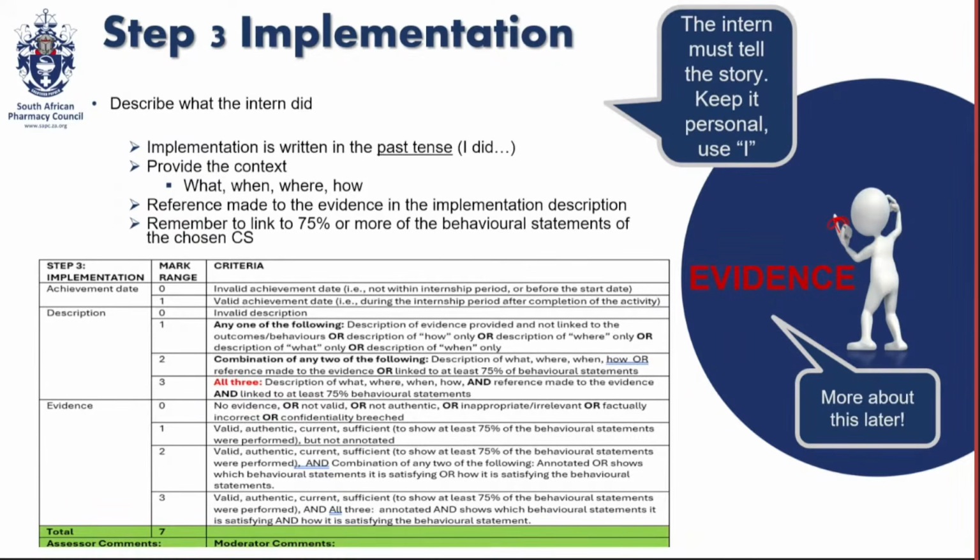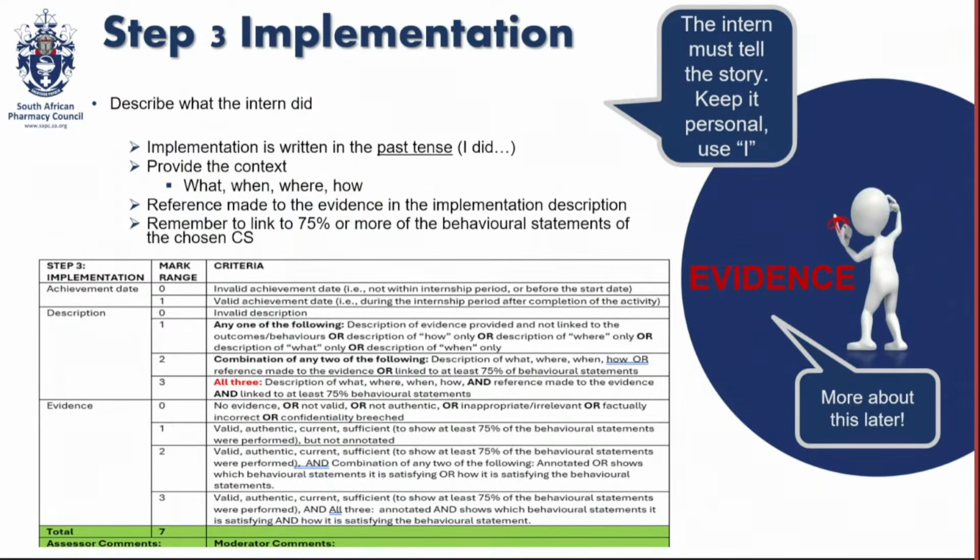Sometimes they'll submit pictures of them just standing with a prescription or speaking to a patient, but no relation to how it links up to the behavioral statement. So we want a clear story in order to help us navigate through that process of marking them and making them more competent. And remember, we want to see, and they need to prove to us how they are competent.